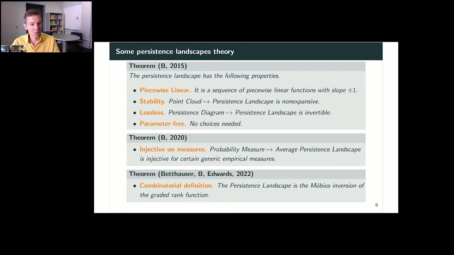And then the most recent result at the bottom is that there's a nice combinatorial construction of the persistence landscape. So the persistence diagram can be obtained from the rank function using Möbius inversion. And if we take a graded version of the rank function, then we apply Möbius inversion to that, then we obtain the persistence landscape.